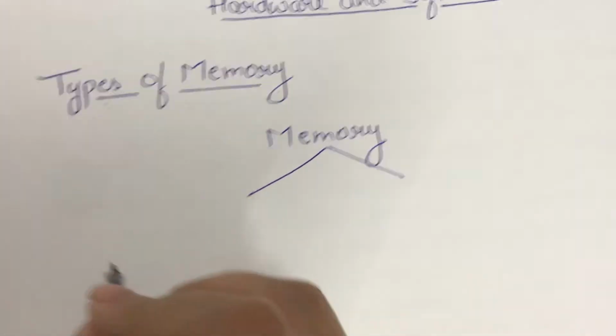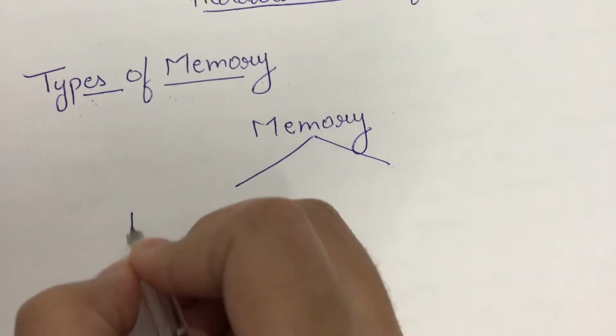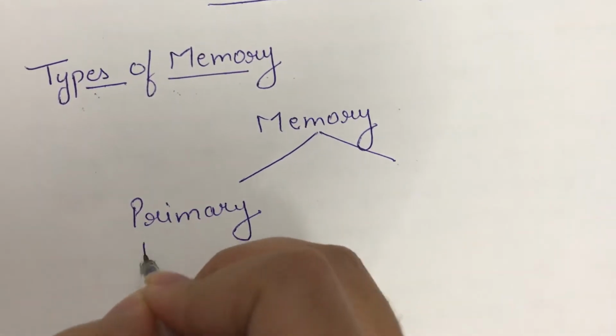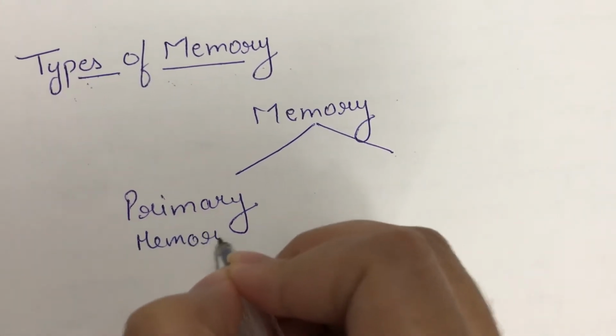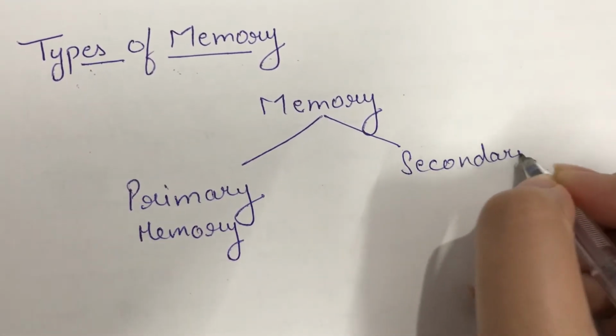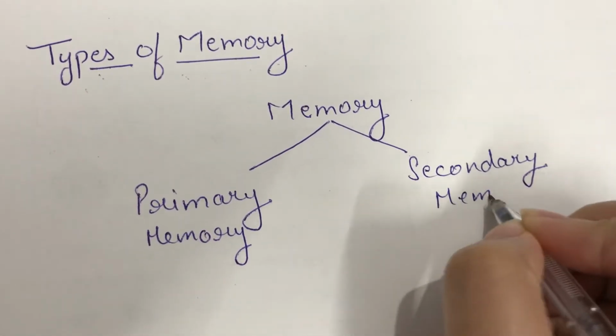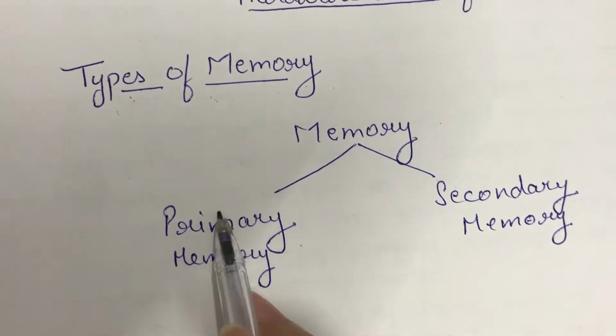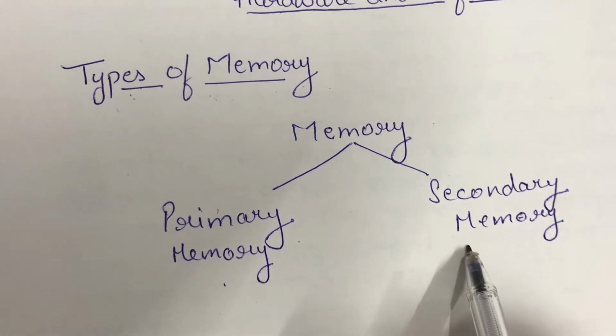Types of memory. Computer has two kinds of memory: primary memory and secondary memory.